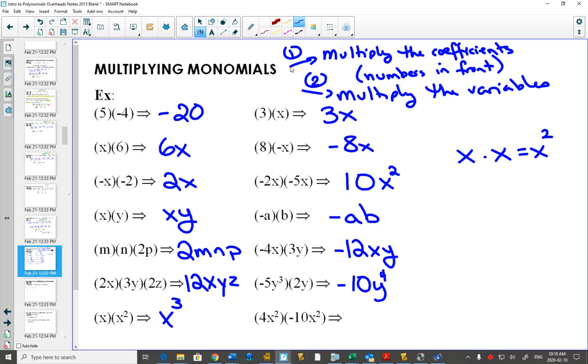Last one, multiplying the numbers in front. And did you get it? -40. Then multiplying your variables. You have x squared times an x squared. Gives you x to the 4.